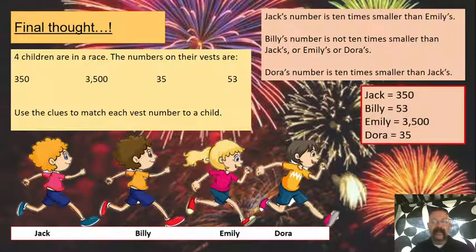Okay, so the answers, if you've got them, well done. Jack was 350, Billy was 53, Emily was 3,500, and Dora was 35. Okay, so hopefully we've learned a little bit more about dividing by 10. Think about how those digits move, so one place to the right.